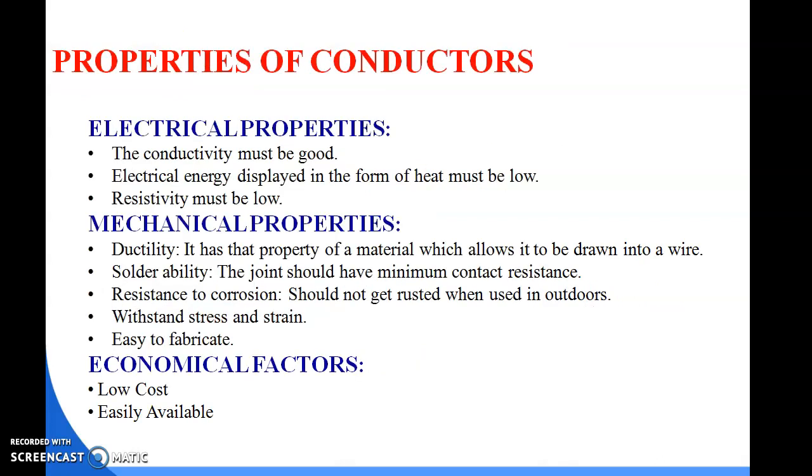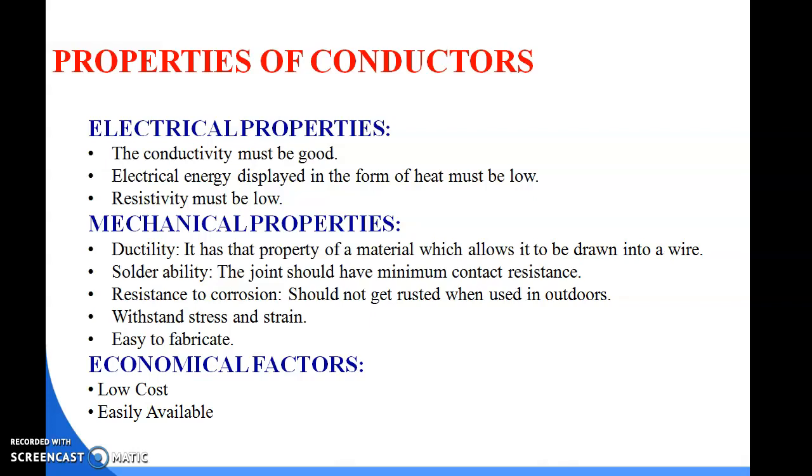Properties of the conductor. A conductor has electrical properties, mechanical properties and economical factors. What is the electrical property? The conductivity must be good. Conductivity means the reciprocal of the resistivity. Electrical energy dissipated in the form of heat must be low, and resistivity must be low.